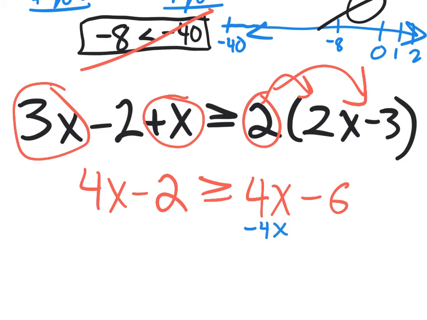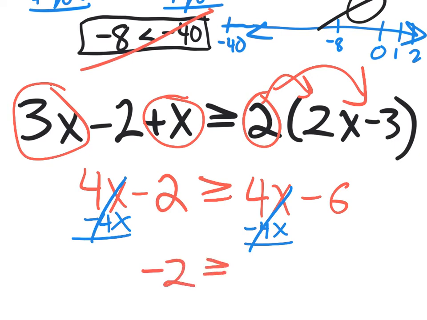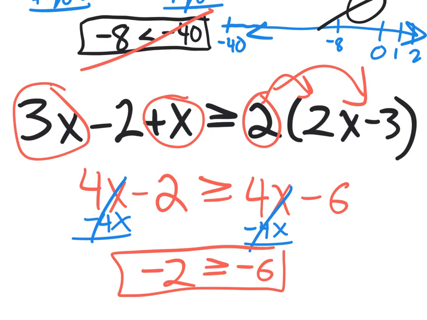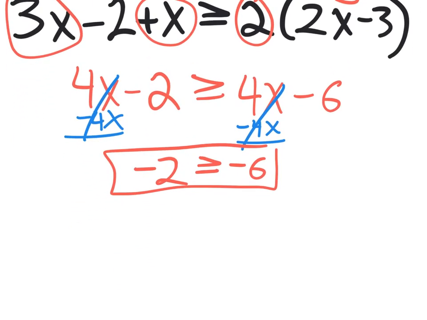I'm going to subtract 4x. Subtract 4x. It also cancels. What do I have left? I have negative 2 is greater than or equal to negative 6. Is that always true or is that always false? That's always true, because negative 2 compared to negative 6 on a number line is greater than.